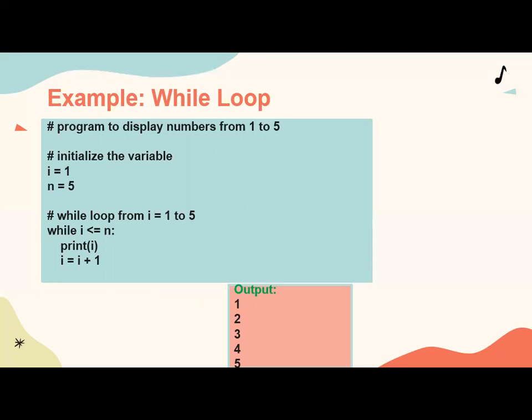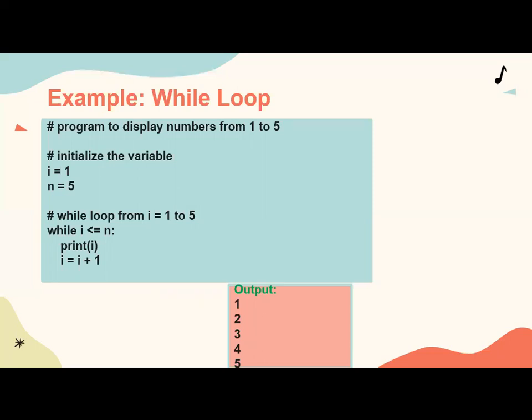First, the condition checks i less than or equal to n. The i value is 1 and the n value is 5. The condition is true. 1 is printed. Then i is incremented to 2. After that, i value is incremented, so i is equal to 2.